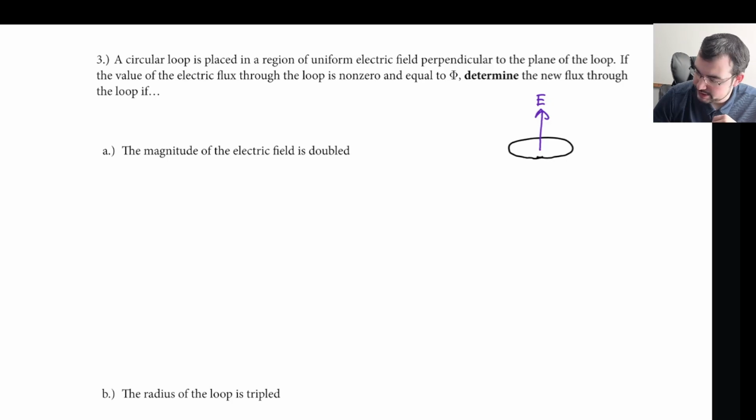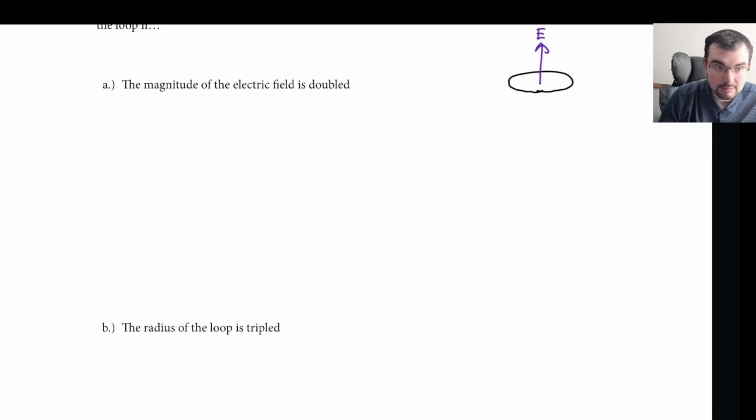So we want to find the new flux through the loop in each of the cases. What if the electric field is doubled? Well, again, we know that flux is E perpendicular times A. And if I double the E field, I'm also doubling its perpendicular component, and I'm not affecting the area. So this is just going to double the flux.